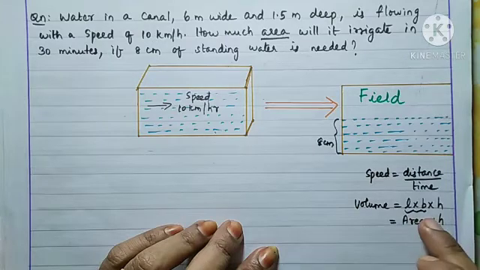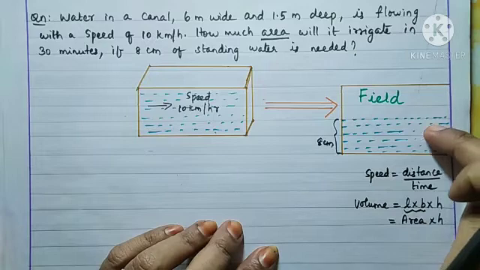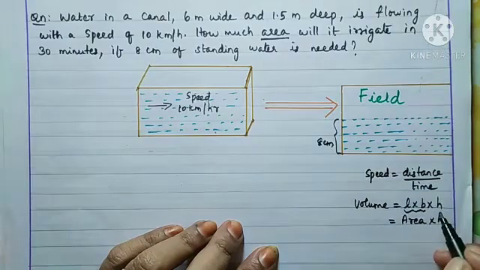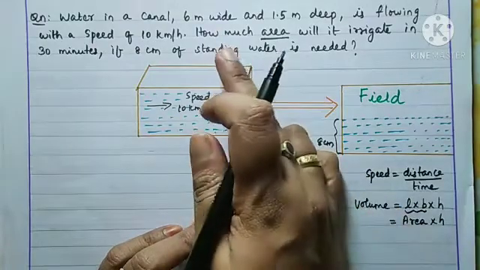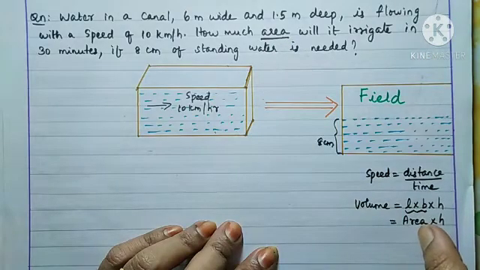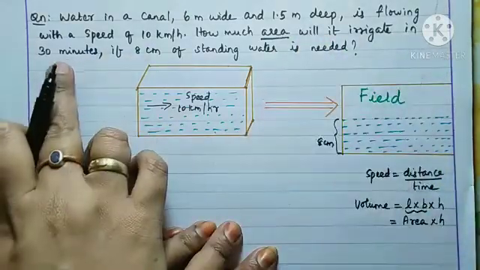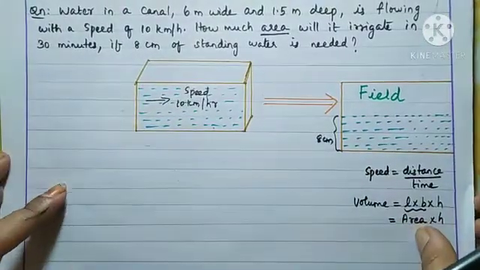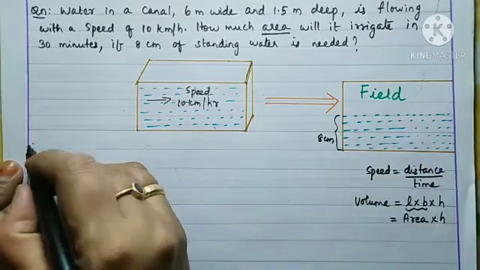Understand? So here the field is also considered as a cuboid. The height of the cuboid, the standing water height, we know, and this L into B together we are taking as the area. That area is what we want to find here. How much area? That is the required area of the field. And we need to find out how much area is irrigated in 30 minutes. The time is given. Okay children, so first we can write the steps.